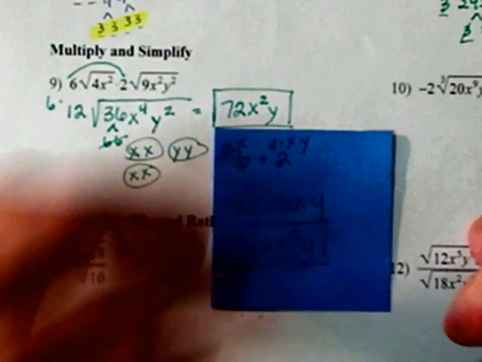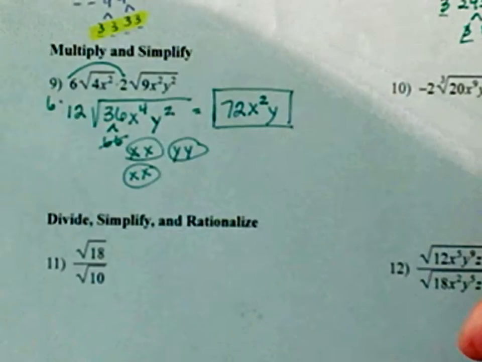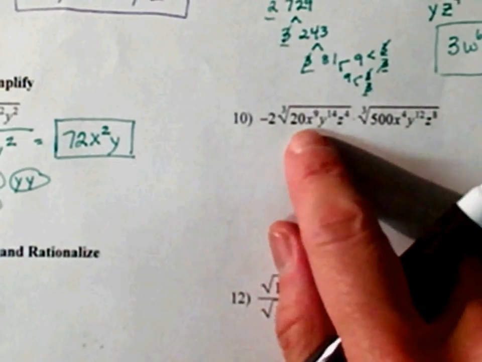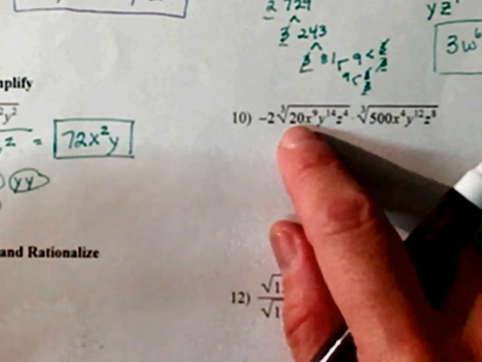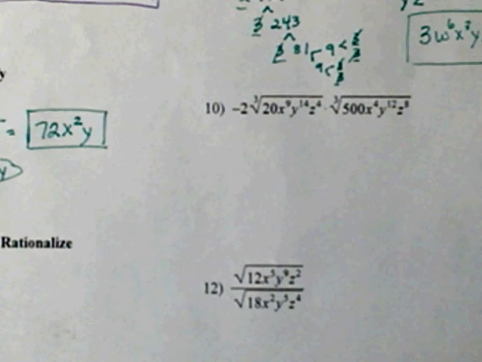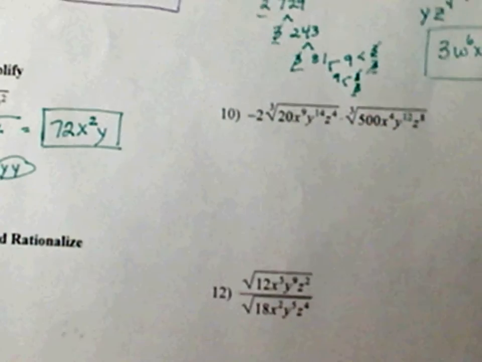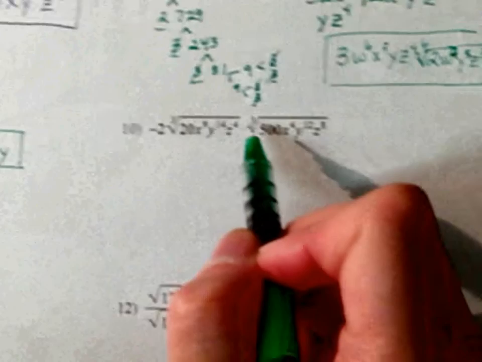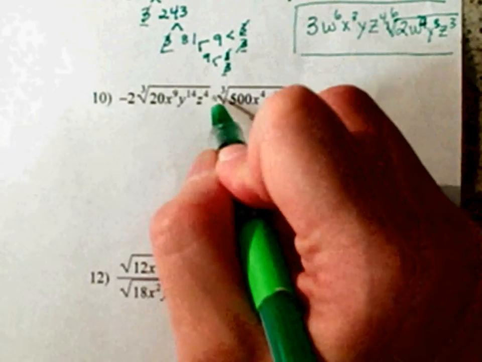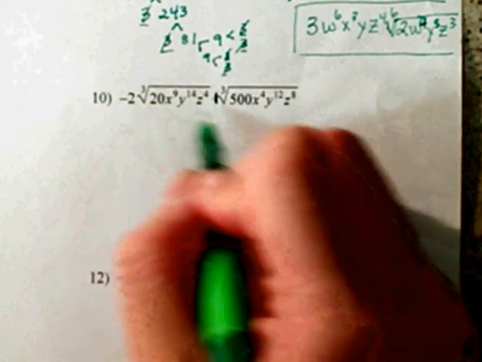Number 10. All right. Now this one's going to be a little harder because 20 is not a perfect cube, nor is 500. So you're going to have to actually do the work on this one. Okay. All right. Both are cube roots, so you can multiply. There's an understood 1 here. Negative 2 times 1 is negative 2.